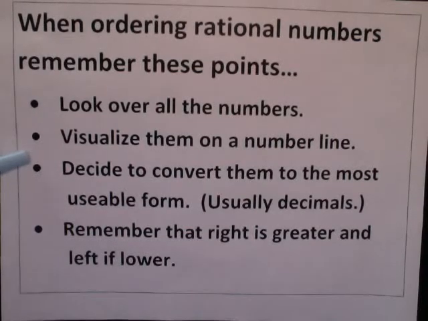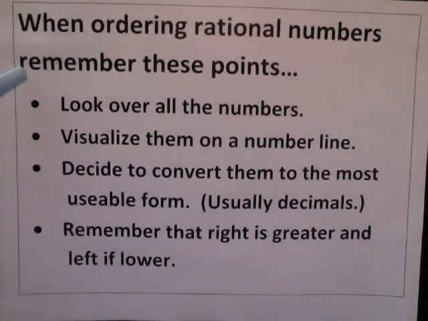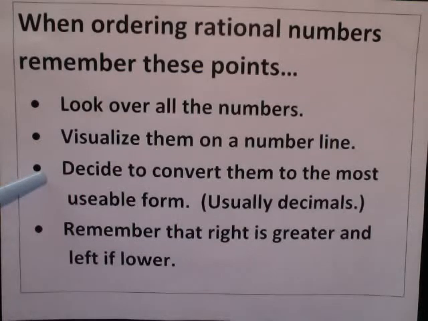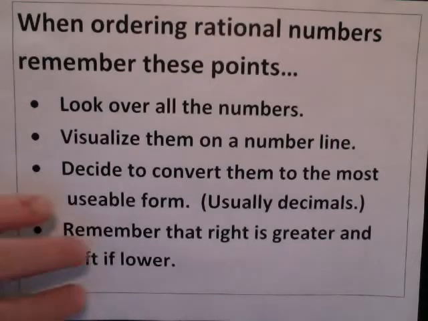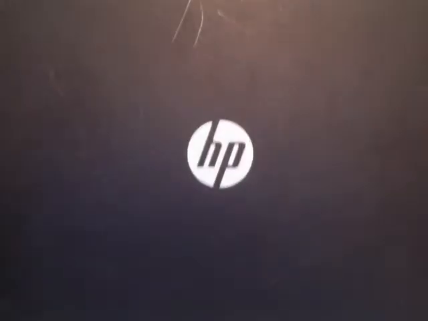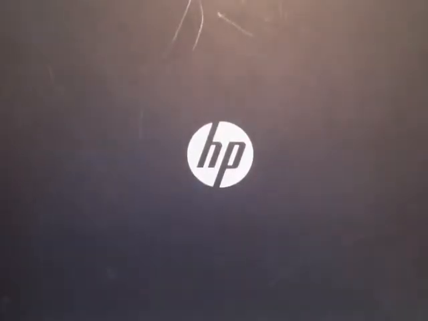So these are key points when comparing rational numbers or any number, okay? Look over all the numbers. See if you can visualize them on a number line. Convert them if you need to, usually to decimals, and then remember, right is greater, left is lower. So, let's take a look at what we have here.